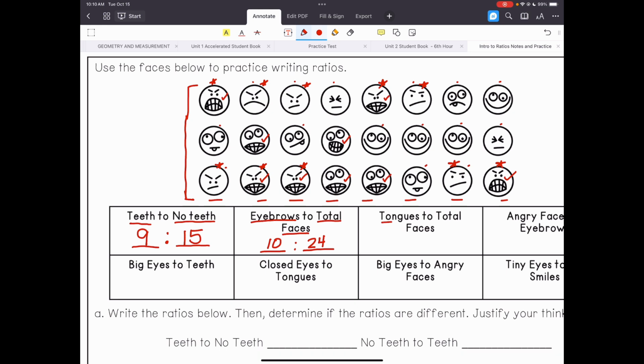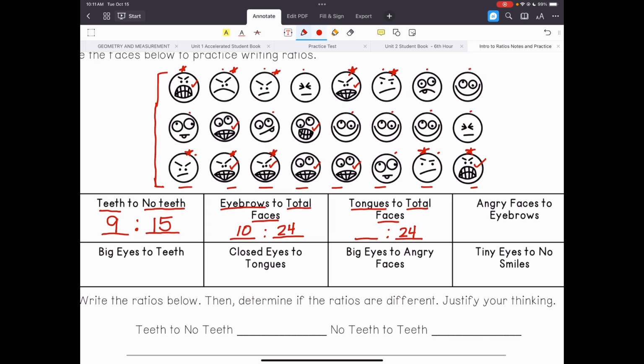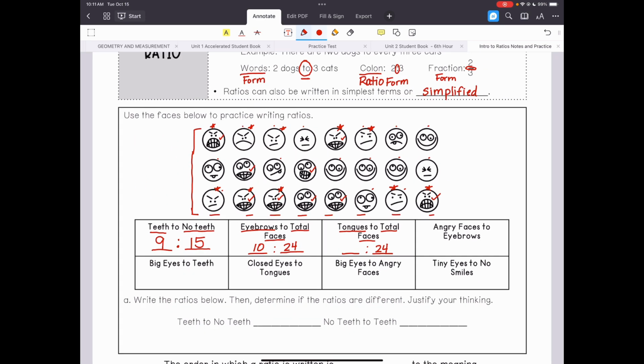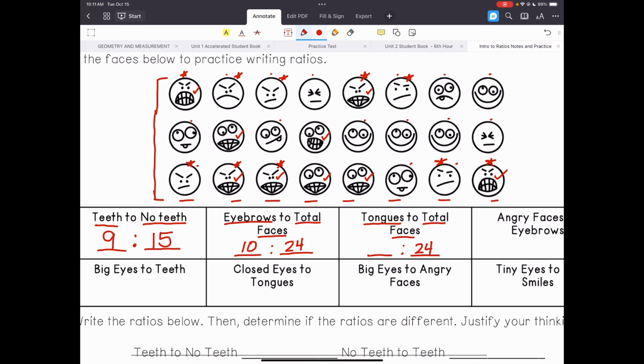All right, tongues to total faces. Well, we just did a total faces one, and so I already know that 24 is going to be my total faces. This is the cool thing: as we get further into this, there are certain things that we've already counted. So take note to use your resources and look back at previous problems. Here I've got tongues, so I'm going to circle the tongues on all of these. So there's 1, 2, 3, and 4. I think it's 4. Awesome. So 4 to 24.